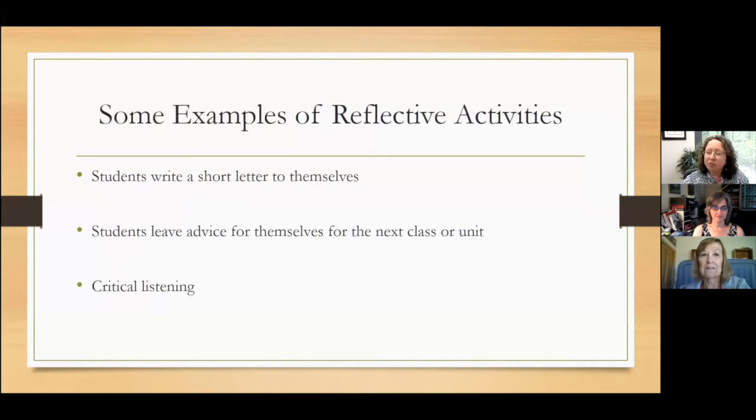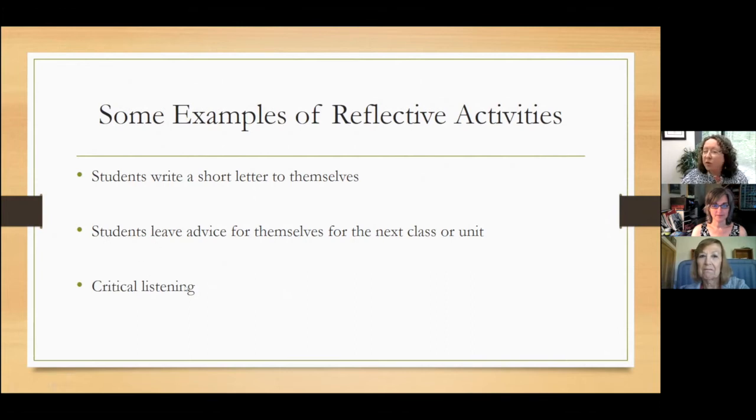Some other examples of reflective activities. Denise mentioned letters. I often would have students write letters to themselves. Things like, okay, we just finished this unit. How do you think it went? And what kind of advice can you give yourself going into the next unit to improve anything that you did not feel positive about in this particular experience? Talk to your future self. What advice can you give you?